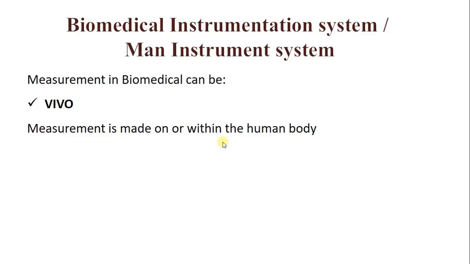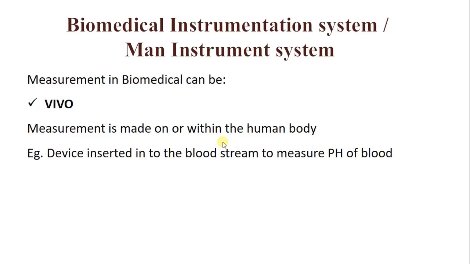Before proceeding to the biomedical instrumentation system, I would like to tell you that there are two different kinds of measurements done. One is vivo and the other one is called vitro. So what is the difference between vivo and vitro, I will be telling you. Vivo means the measurements that are made on or within the human body. For example, a device inserted into the blood in order to measure the pH of blood, that is your vivo kind of measurement.